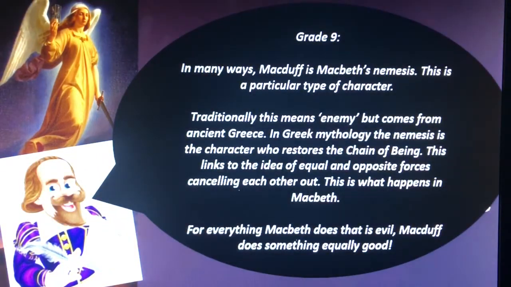In many ways, Macduff is Macbeth's nemesis. This is a particular type of character. Traditionally, this means enemy, but it comes from ancient Greece. In ancient Greek mythology, the nemesis is the character who restores the chain of being. This links the idea of equal and opposite forces cancelling each other out. This is what happens in Macbeth. You have the good or great Macduff taking on the evil, corrupt Macbeth. When they die, obviously, equality and the way of life in Scotland is restored. For everything evil Macbeth does, Macduff does something equally good in reply.